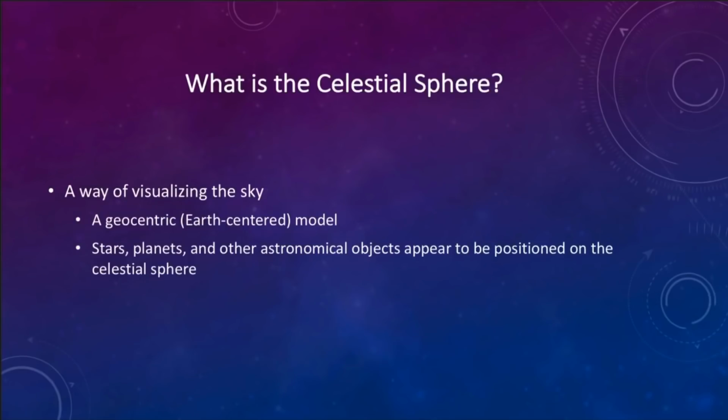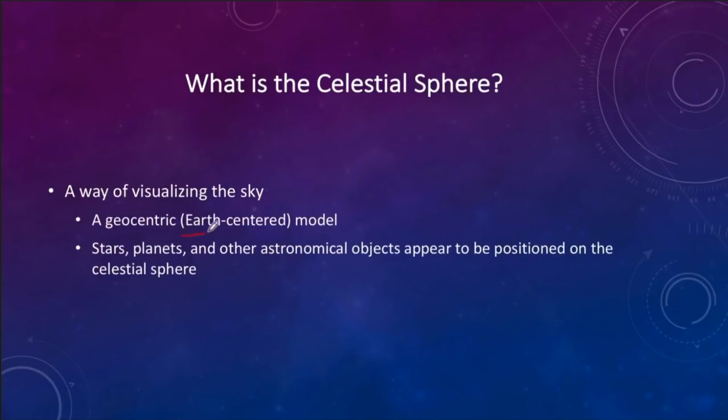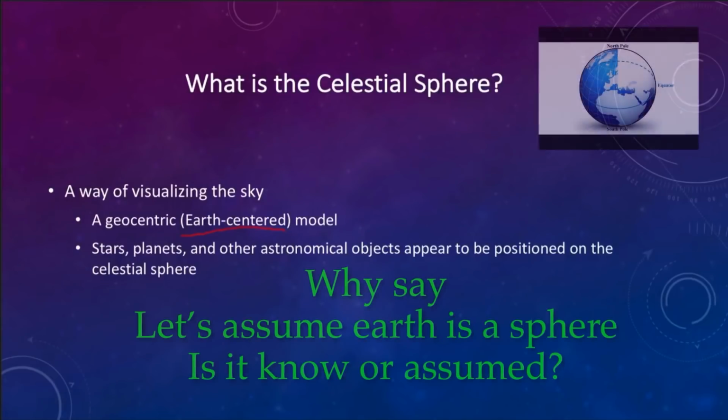So what is the celestial sphere? The celestial sphere is a way of visualizing the sky. It is a way that we're able to see what there is in the sky, and it is a geocentric model. What that means is that we are looking at it from an Earth-centered point of view. Now we know that's not correct.